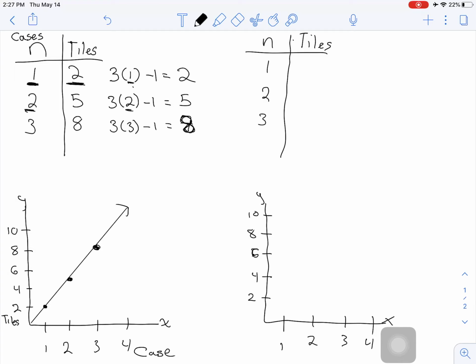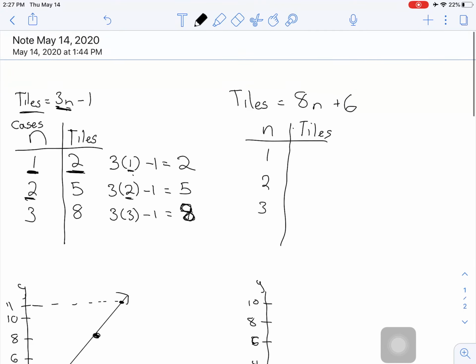And then we could say, okay, if we look at case 4, it goes up here and should be 11 tiles. And if we do the math, we would find 11 tiles for case 4. So that's the benefit of a graph. So let's do this again. I want you to try this one. Try to do everything and then check your answers with me.